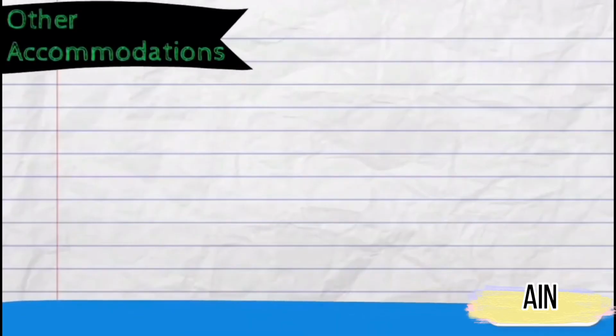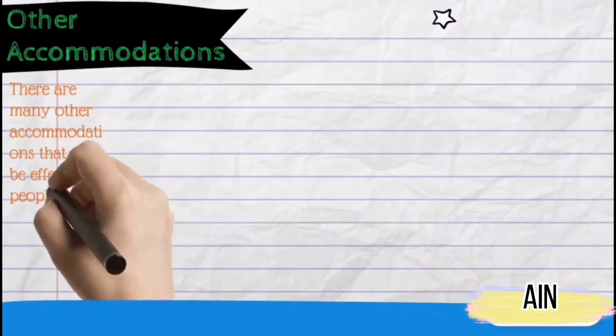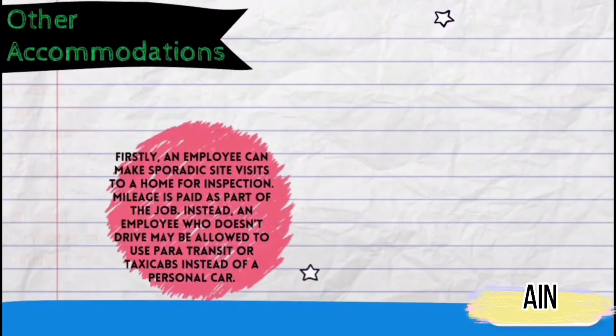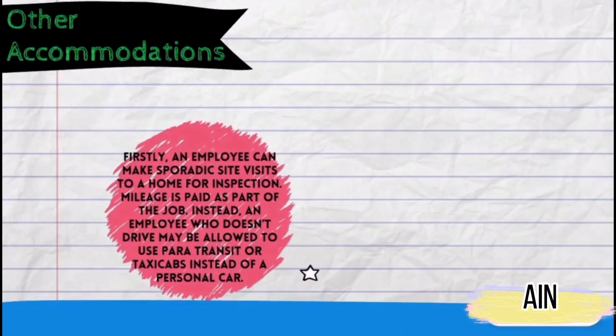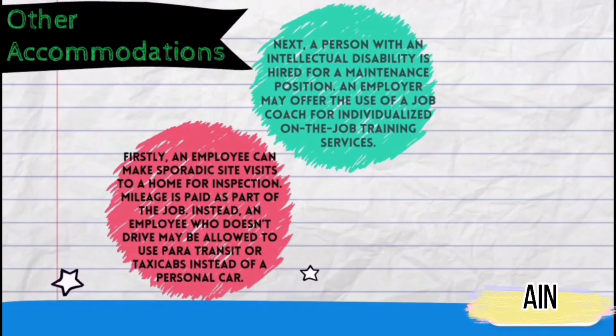Other accommodations. There are many other accommodations that may be effective for people with different disabilities in different jobs. Firstly, an employee can make sporadic site visits to a home for inspection, and mileage is paid as part of the job. Instead, an employee who doesn't drive may be allowed to use paratransit or a taxicab instead of a personal car. Next, a person with an intellectual disability is hired for a maintenance position. An employer may offer the use of a job coach for individualized on-the-job training services.